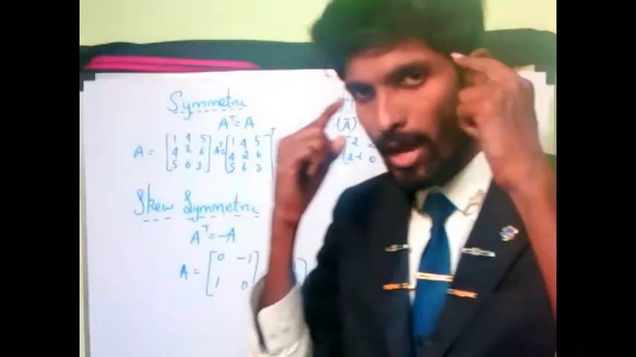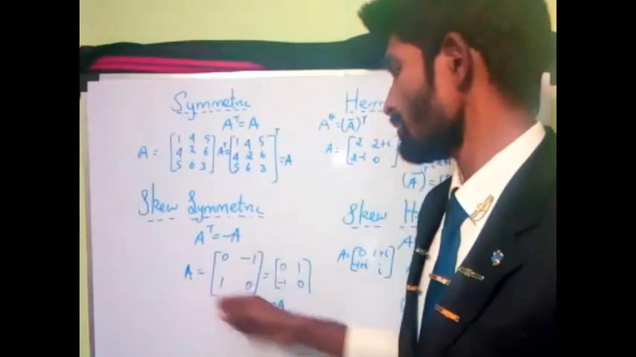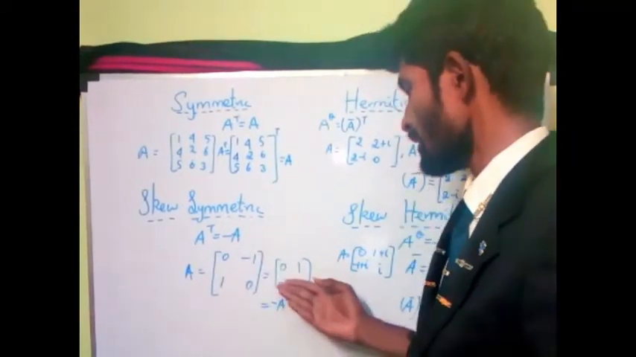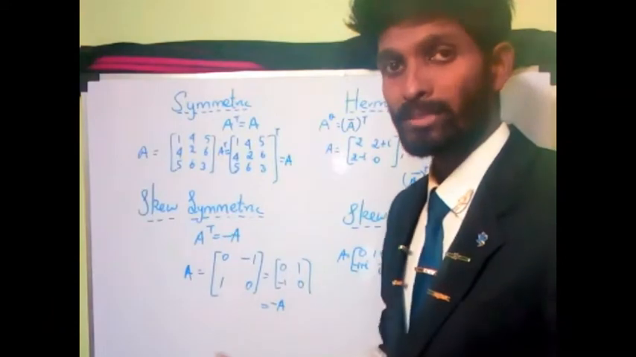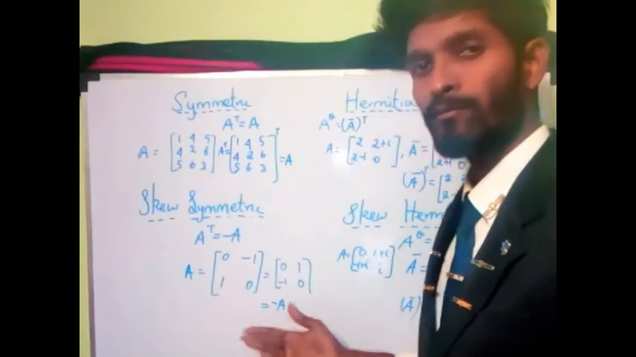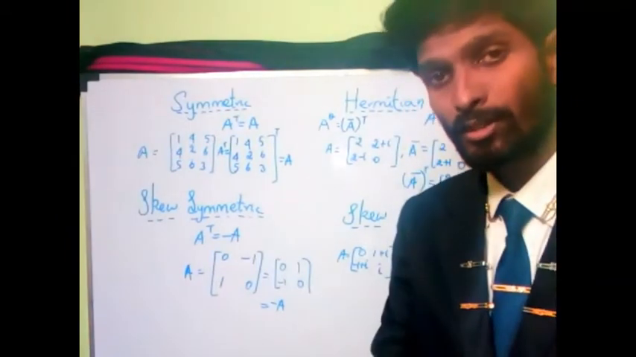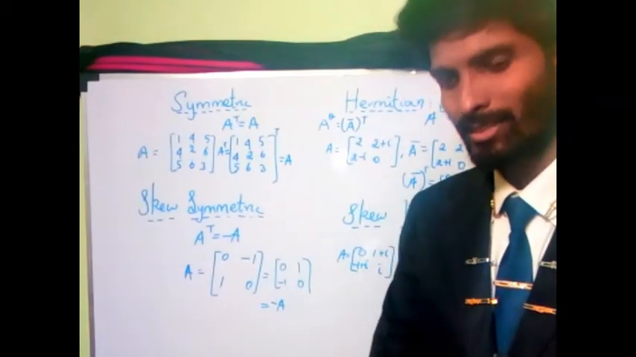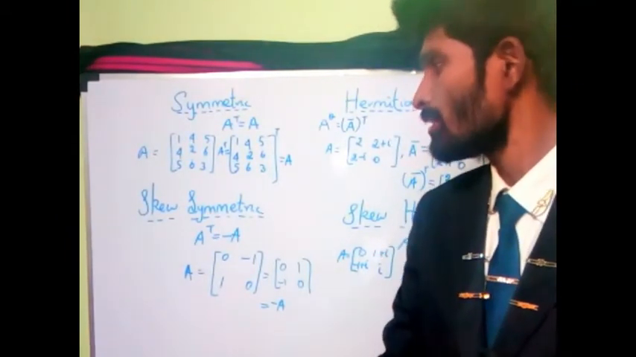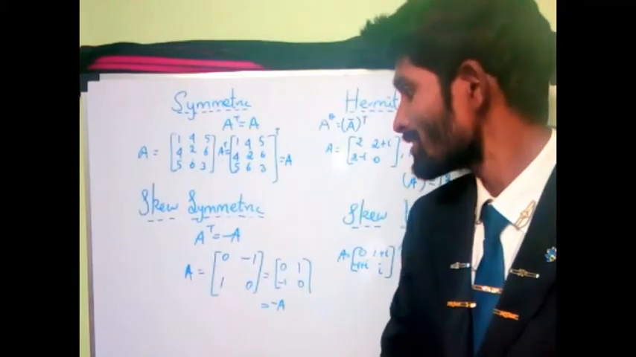Imagine we multiply this matrix by a minus: all the elements are multiplied by minus, and finally the answer is minus of this actual matrix A. This is called a skew symmetric matrix. That means A transpose is equal to minus A.